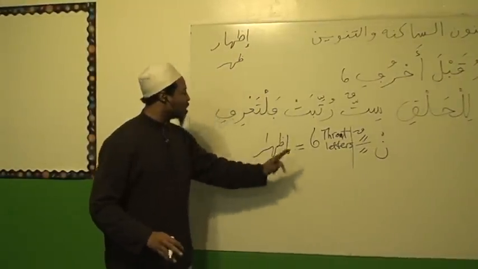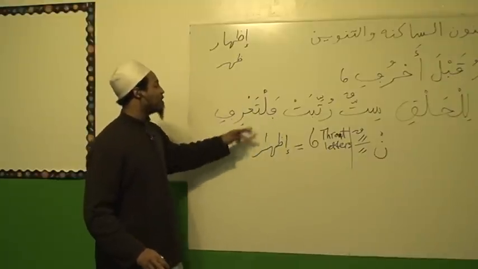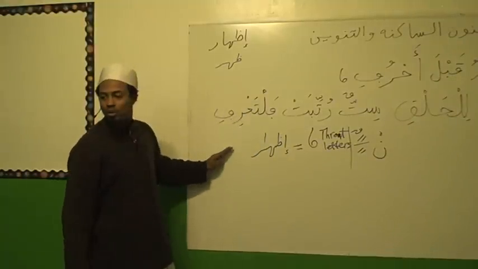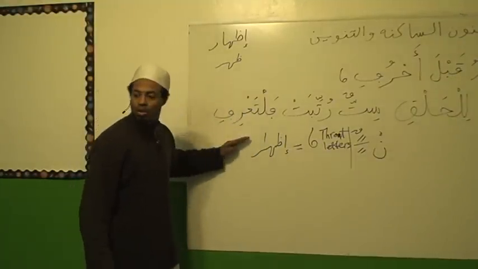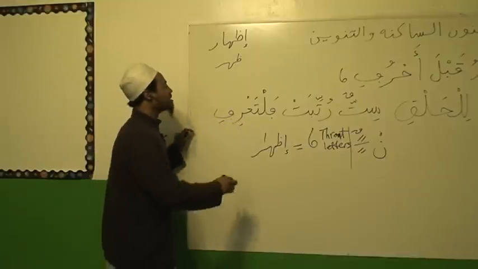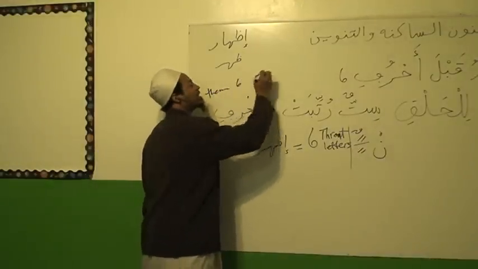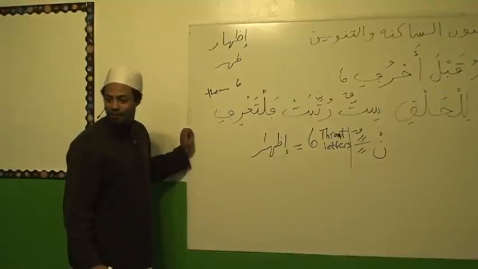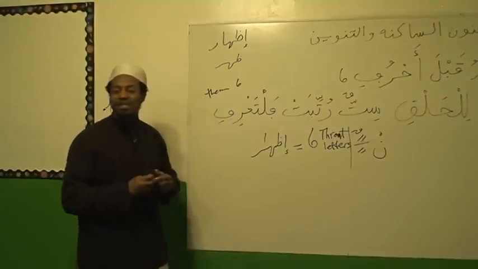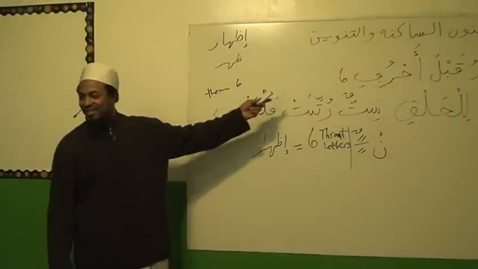So we need to know, like he said, فَلْتَعْرِفِ. So then you should know. So then know what they are. The implied speech here is so know them. So then know them. What are they? The six letters of the throat. Okay? So now we have to find out what the six letters of the throat are. Do we understand this line?